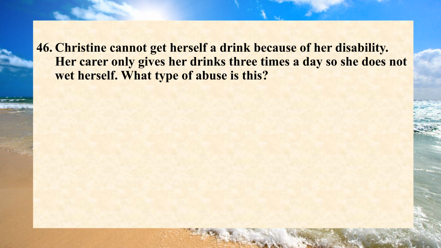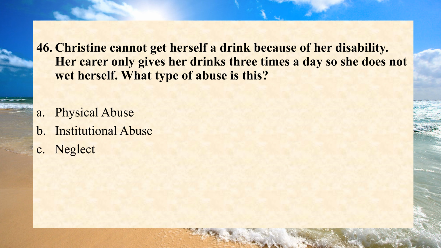Christina cannot get herself a drink because of her disability. Her carer only gives her drinks three times a day, so she does not wet herself. What type of abuse is this? A. Physical abuse. B. Institutional abuse. C. Neglect. D. Sexual abuse. Answer is C. Neglect.